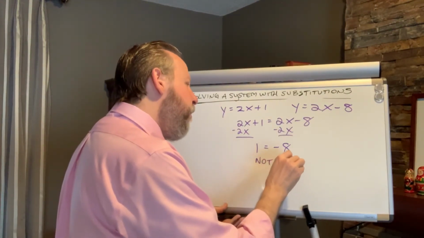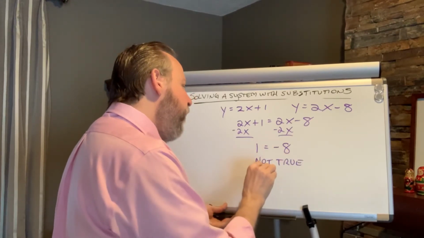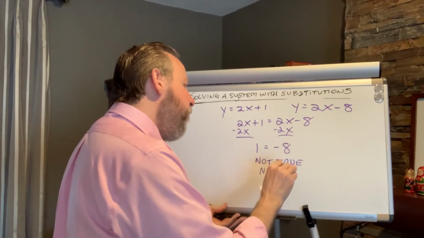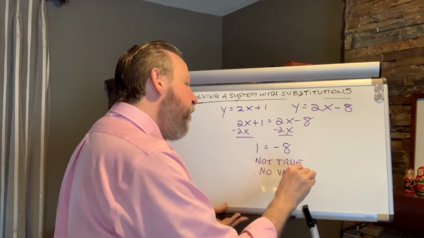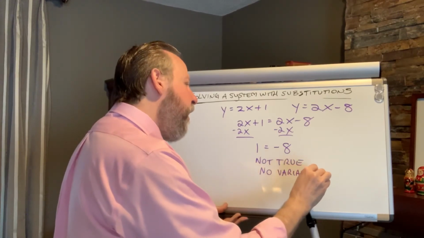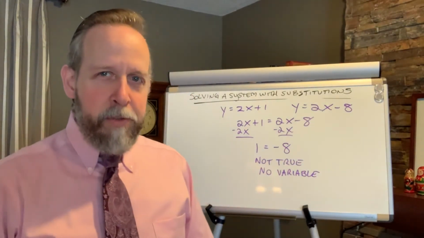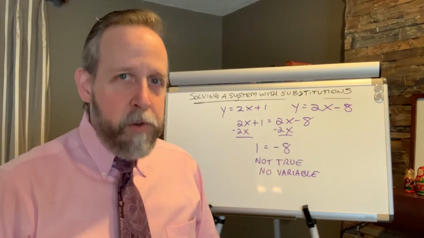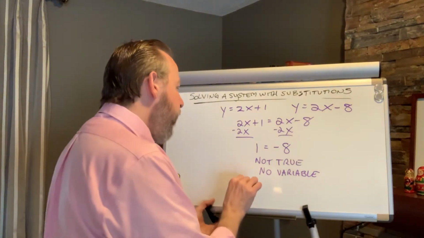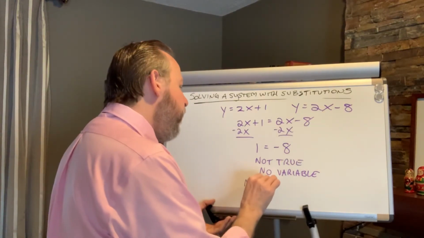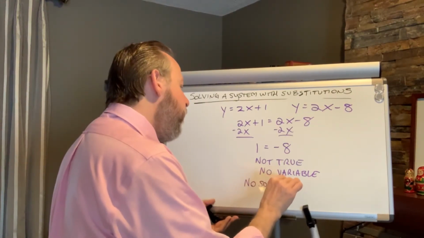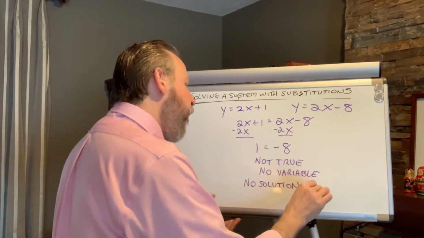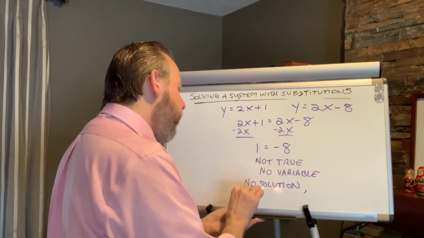It's not true. And there's no more variable. So there's nothing else I can do. This is the math way of showing you that you can't continue because there's no solution. Okay? This tells you that there's no solution, and that means that they are parallel lines, okay?